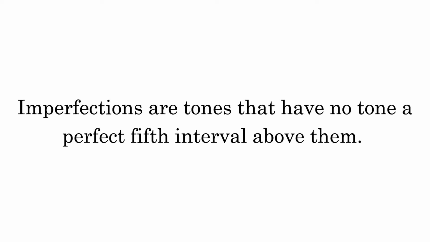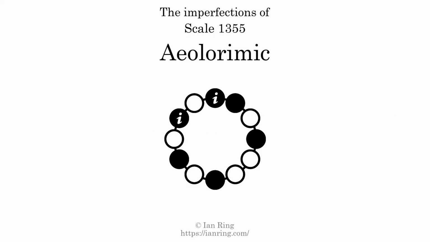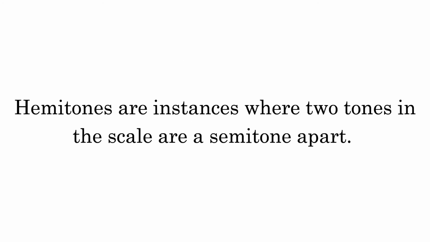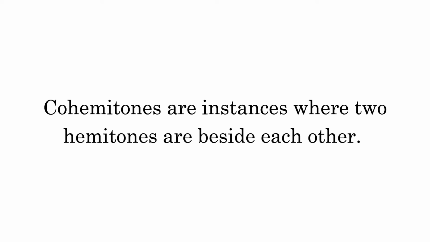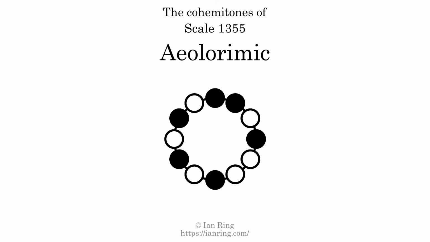Imperfections are tones that have no tone a perfect fifth interval above them. This scale has 2 imperfections. They are at positions here and here. Hemitones are instances where 2 tones in the scale are a semitone apart. This scale has 1 hemitone. Cohemitones are instances where 2 hemitones are beside each other. This scale has no cohemitones.